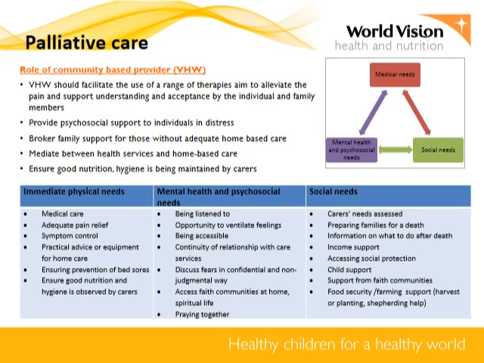In terms of their social needs, well, first and foremost, we need to have the carers' needs assessed. So who is providing the immediate care for this terminally ill patient? We need to help the families to prepare both mentally and financially for the death. Provide information on what to do after the death happens, and also look for income support if needed, and access social protection or welfare if it's available. If there are children directly affected by the death, we need to ensure child protection or child support is in place.